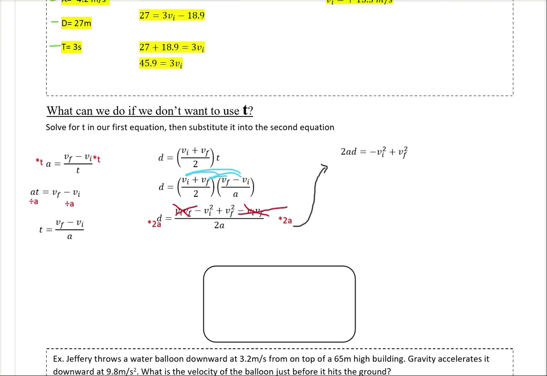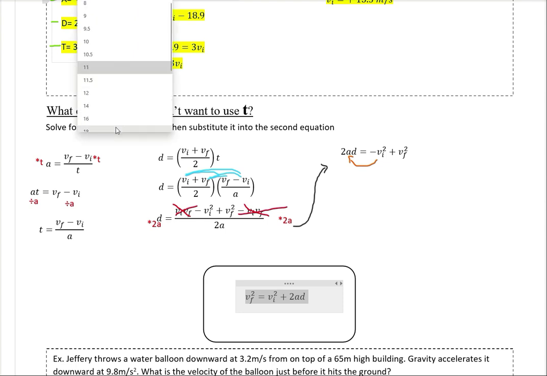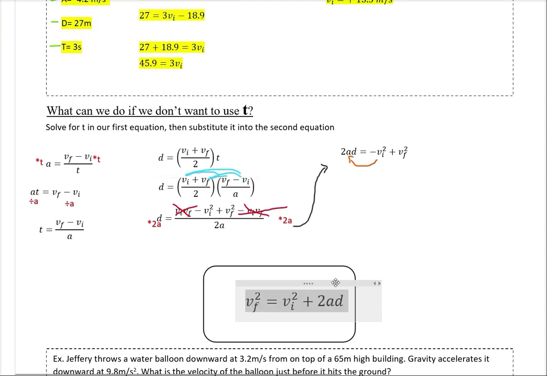But sometimes people have a hard time with minus signs. So if I just brought this vi to the other side of the equal sign, it comes over as a plus. So I'm going to reorganize this. I'm going to have vf by itself is equal to vi plus 2ad. And that is our next formula. There we go. Make that nice and big.